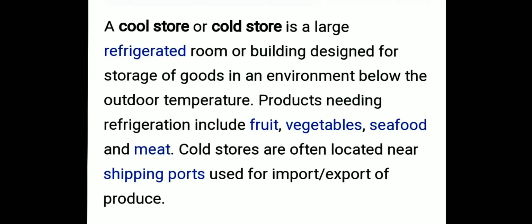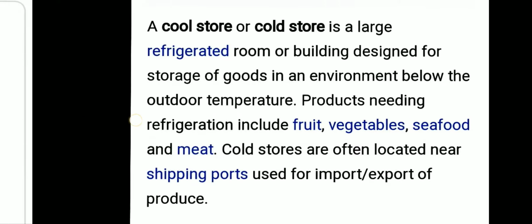So either near to the farm or near to the shipping ports, a cold storage is situated. In our country, mostly cold storage for fruits and vegetables are near to the farmer.